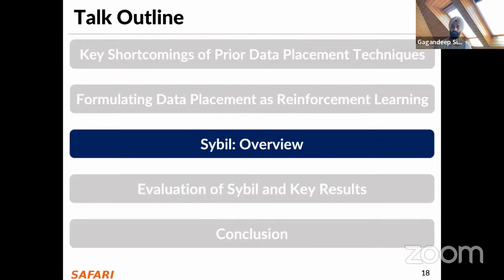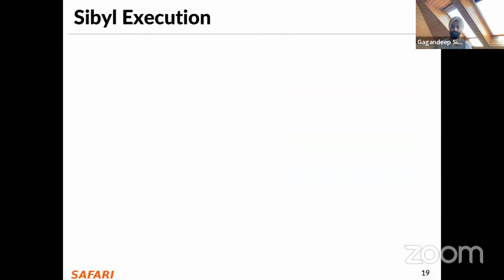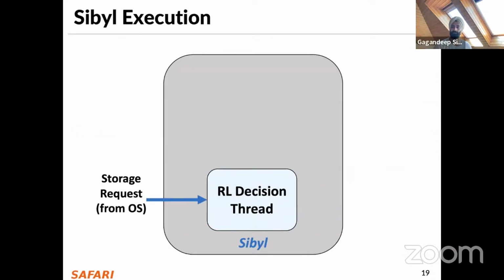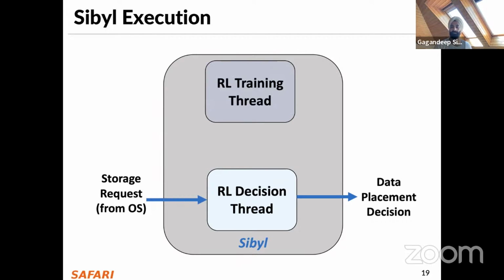Now I will provide a brief overview and design of Sybil. First, we discuss the execution model for Sybil. We implement Sybil in the host operating system, where for every storage request, Sybil uses an RL decision thread to make the data placement decision. While it's making its decision using the RL decision thread, there's another thread which is running in the background. It keeps collecting the information about the Sybil state, action, and reward, which is used to train a data placement policy in the background. And periodically, we replace the RL decision thread policy with the RL training thread policy.